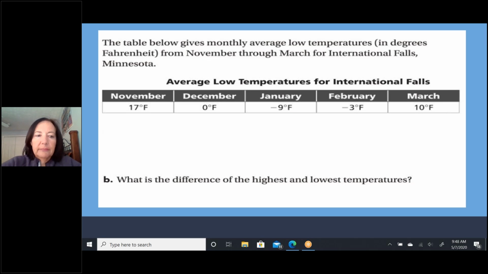Okay, so this is the highest is 17. 17, take away.